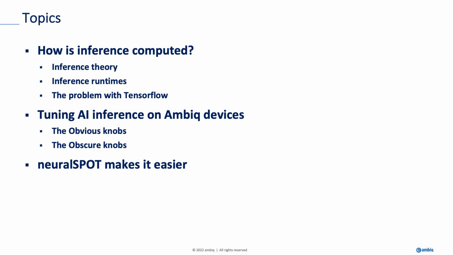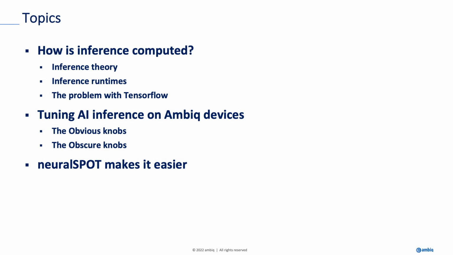Today I want to talk about three things. One is a refresher on how inference is computed. It's important to know when you're optimizing, what is it that you're optimizing? What is it that you're computing? So I'll talk a little bit about that.